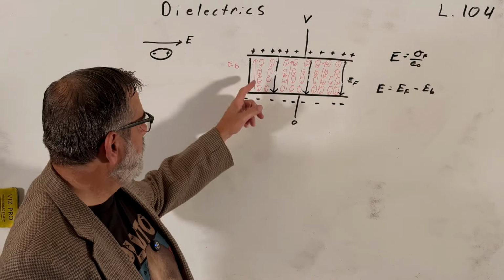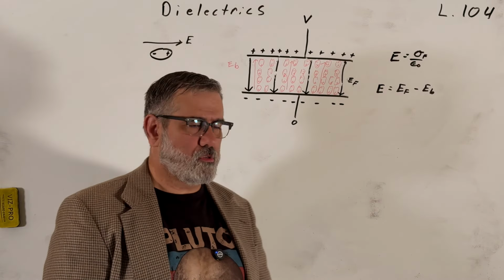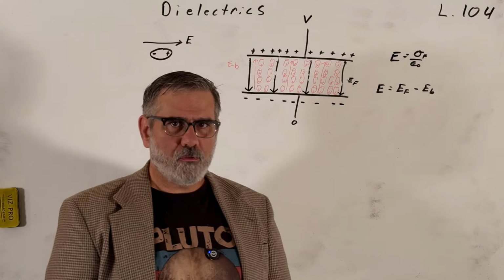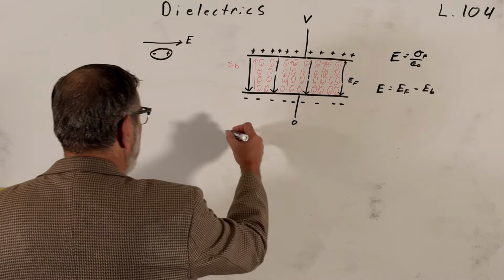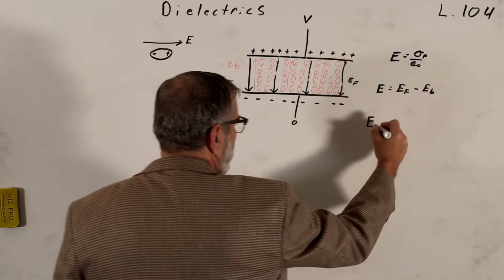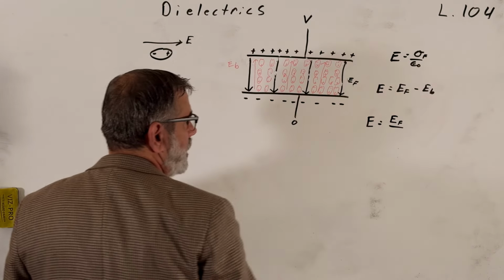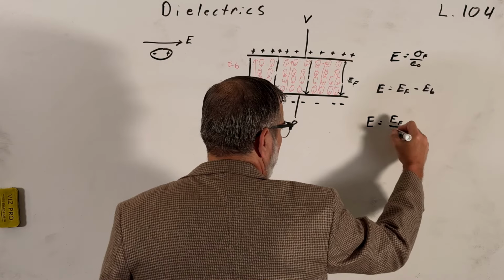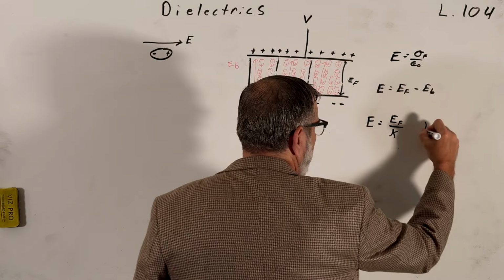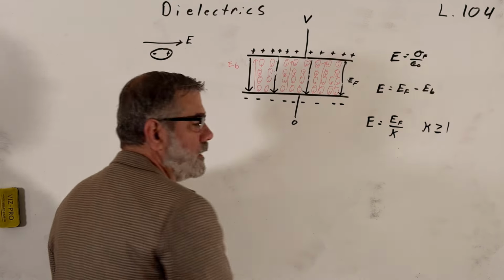Remember, these are induced electric fields, right? The polarization in the molecules is induced by the presence of the electric field from the free charges. So it seems reasonable to expect that the electric field that we see when we put the dielectric in here is proportional to the free charge electric field over some factor. So it's attenuated, where this kappa is greater than or equal to 1, okay?